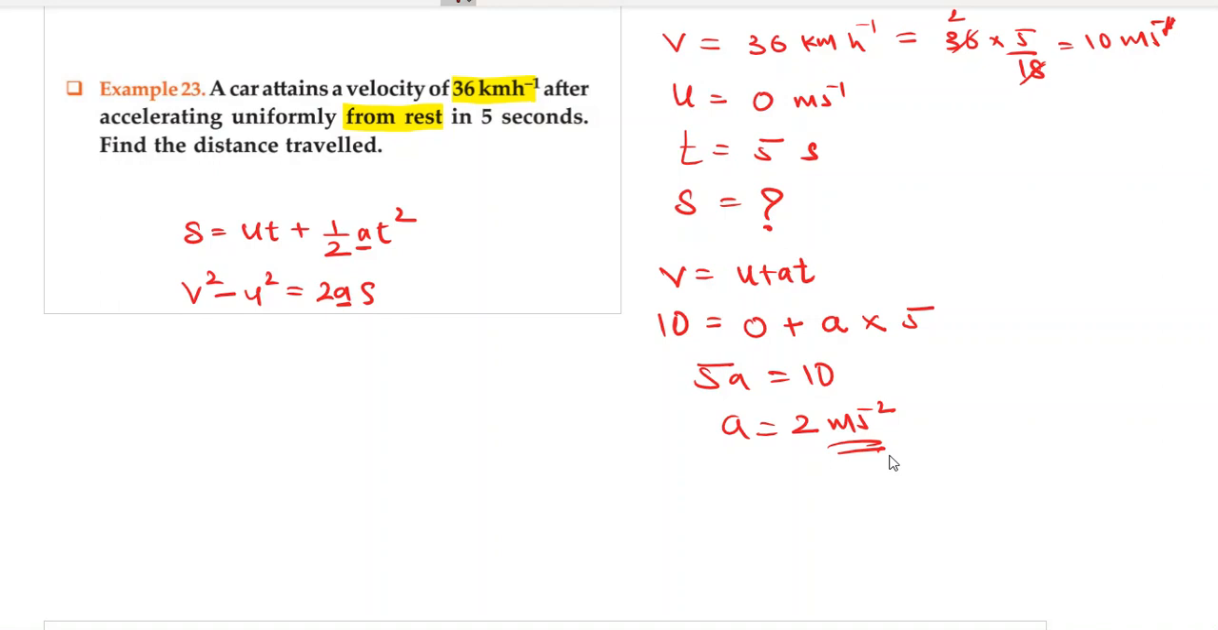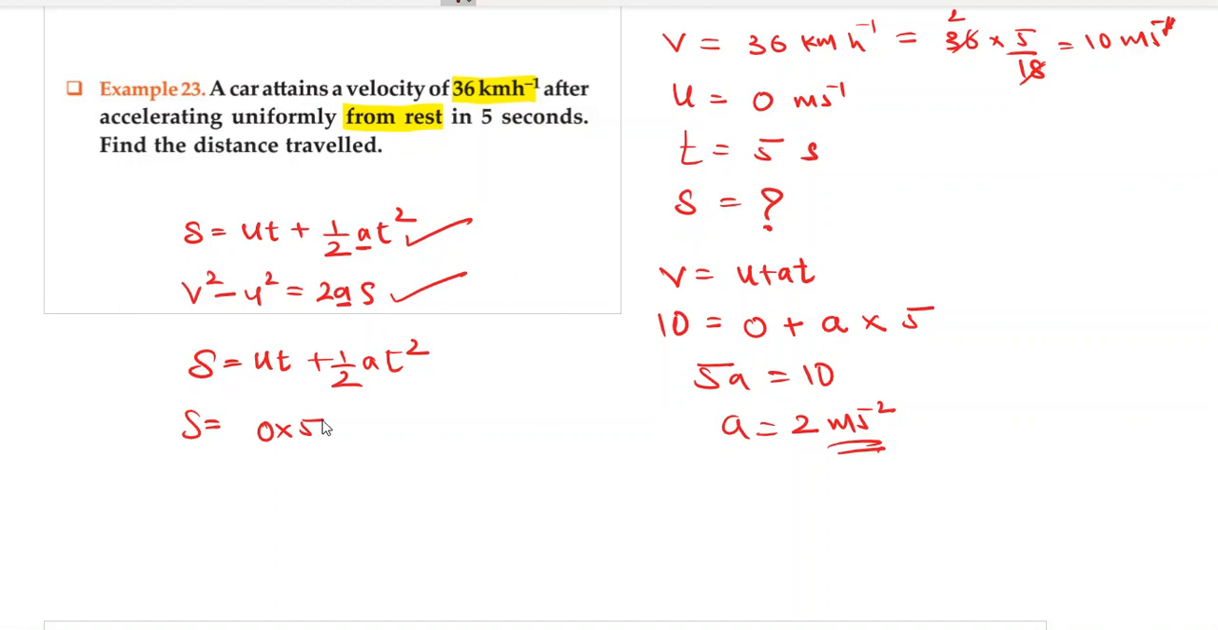Now we have got the acceleration. We can use any of the given two formulas, equation 2 of motion or equation 3, and find the displacement. Let's use the second equation of motion: s is equal to ut plus half at square. So s is equal to, what is u?